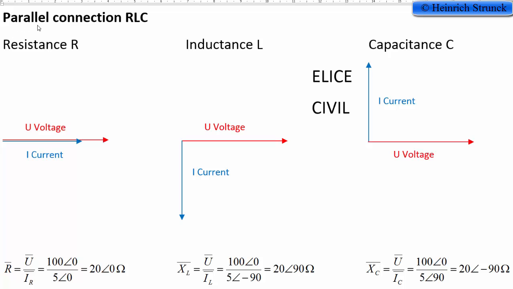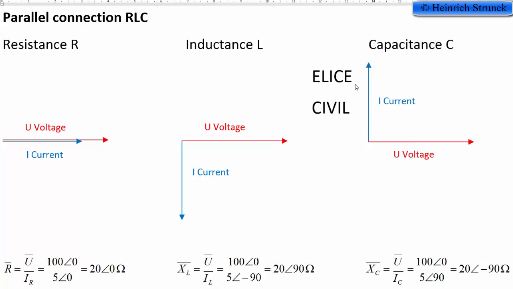Now we're going to look at parallel connection for RLC, for resistance, inductance and capacitance. We connect it to an alternating voltage, and what will happen? We have the same rules: for the resistance there is no phase shift between the current and the voltage, for the inductance the current is lagging 90 degrees in relationship to the voltage, and for the capacitor the current is leading 90 degrees in relationship to the voltage.